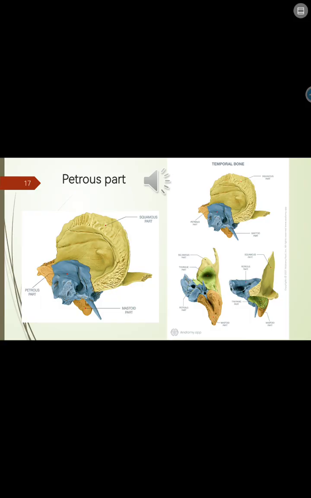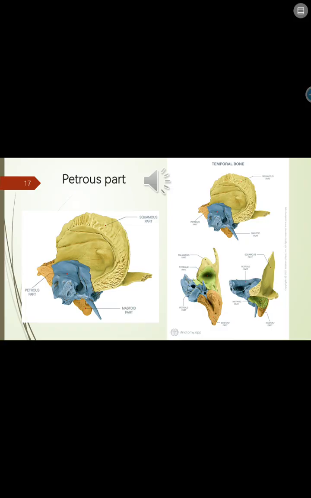It moves superiorly and anteromedially in the base of the cranium and has an apex, a base, three surfaces and three borders. The surfaces of the petrous part are anterior, posterior and inferior. The apex is blunt and irregular and is between the greater wing of the sphenoid and the basilar part of the occipital bone.